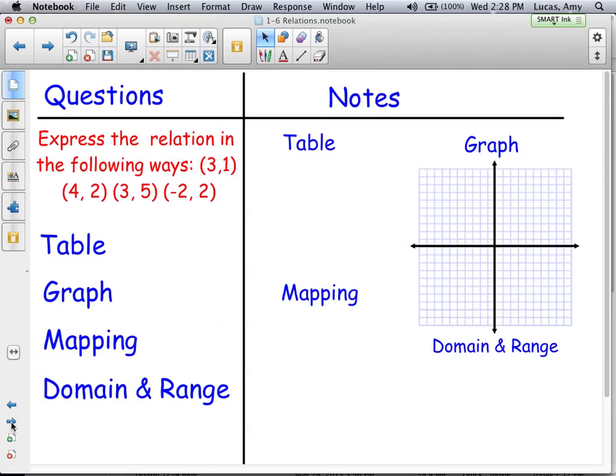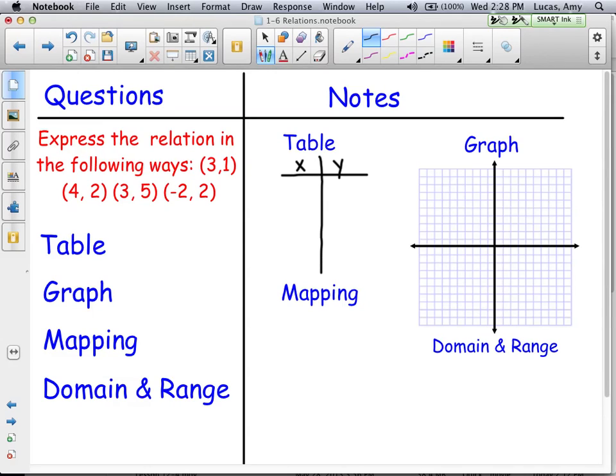Okay, now the key to this section is to be able to express a relation in a variety of ways. One of the ways to express it is as a table, another is a graph, the third is a mapping, and fourth is by describing its domain and range. Now a table, you should be familiar with a T-chart table. It looks like this.